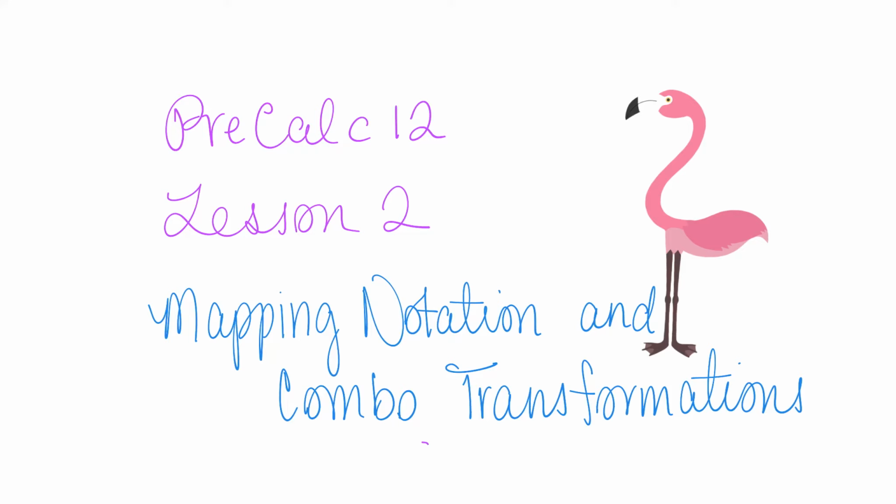Okay, so today we're going to look more at transformations, and we're specifically going to look at what happens when we've got multiple transformations happening in combination, and then a new type of notation called mapping notation. So let's start with combos of transformations. If we have combos of transformations, what we need to know is that order matters, and it's based on order of operations.